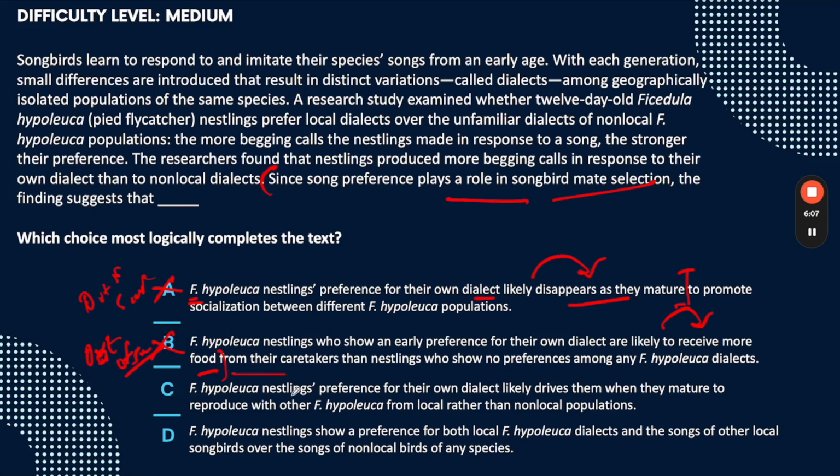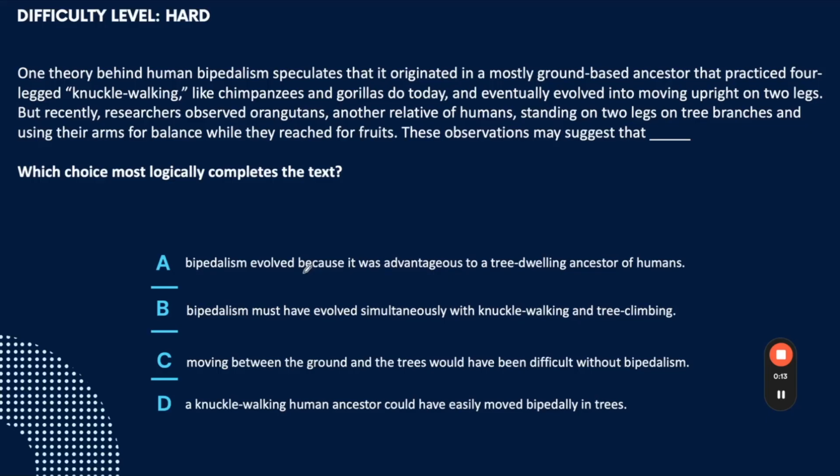So, out of scope, right, or irrelevant. Let's look at C now. FH nestlings' preference for their own dialect likely drives them when they mature to reproduce. Now stop here. This is the connection that was drawn in the text in the last sentence as well. That their preference towards their own dialect decides what kind of a songbird mate they will select. Right? So this whole situation drives them when they mature to reproduce with other FH from local rather than non-local. It makes complete logical sense to say that they will possibly select a local mate rather than somebody from the non-local population.